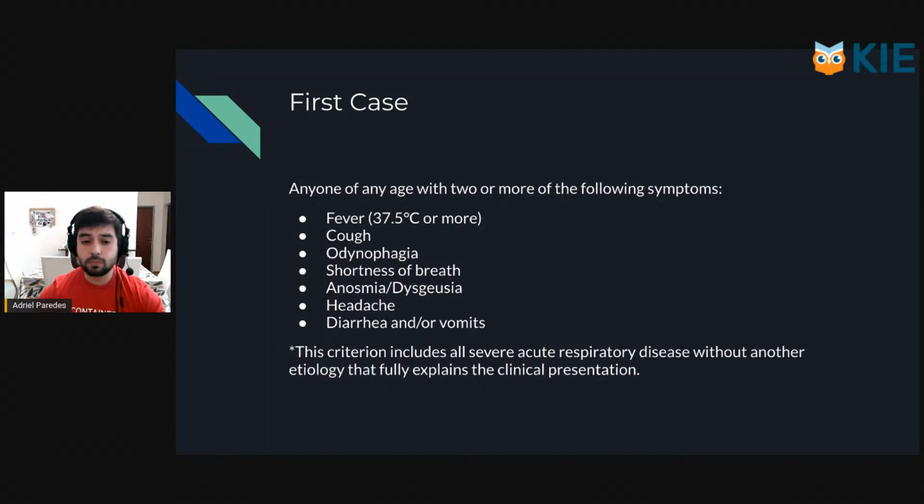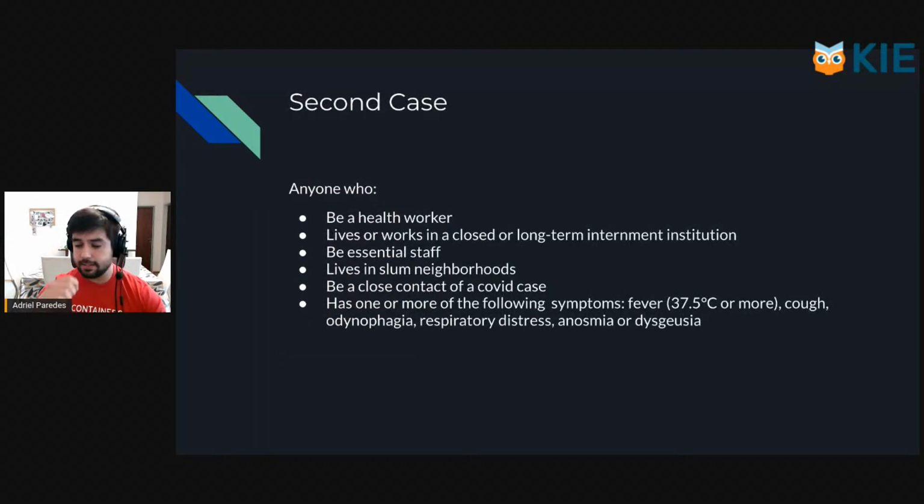And the second case is the first case, as it says in the last bullet, with some other things added. If you are a health worker and you have just one or more of the last bullet symptoms, you could be a suspect case. The same if you live or work in a closed or long-term internment institution. That means if you are in an orphanage, or you work in an elderly home, or those kinds of institutions, you could be a suspect case.